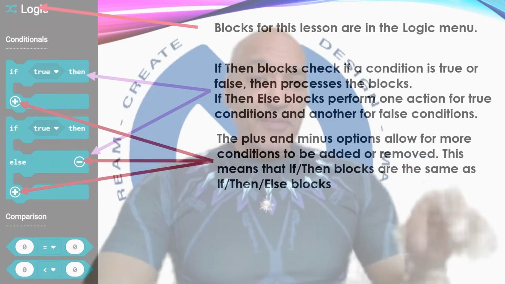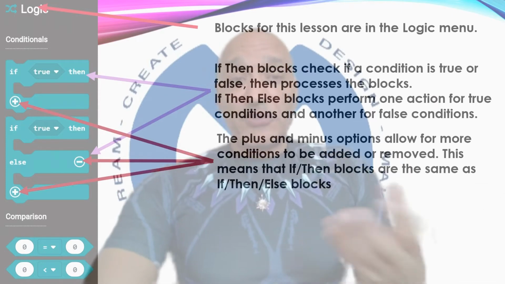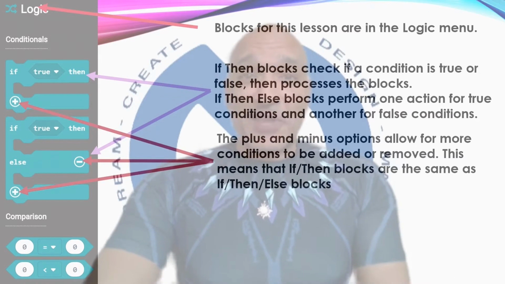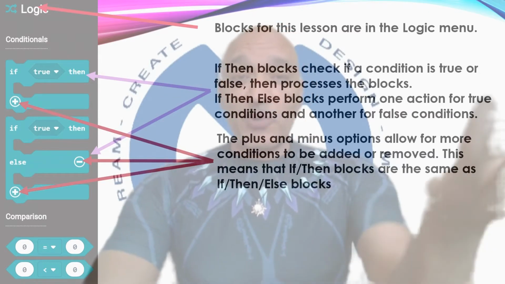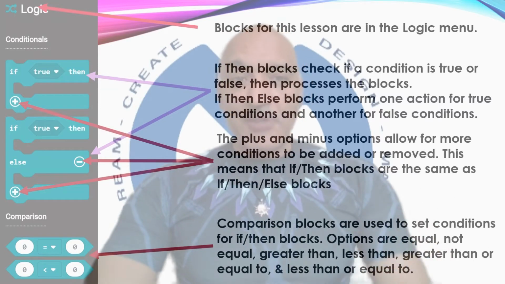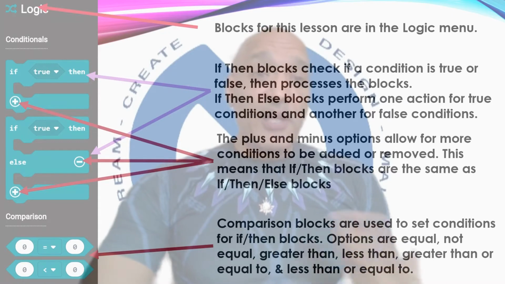Now the plus and minus blocks here allow us to add more options. And so you'll see that truly the if then block is exactly the same as the if then else block. If we click the plus, we'll get an else. These comparison blocks allow us to make the comparisons, and that's what we'll put in that little space that says true, so that we can check whether our condition has been met.